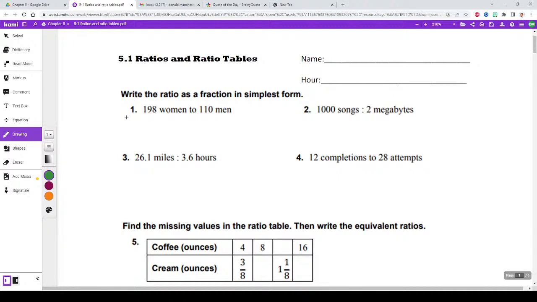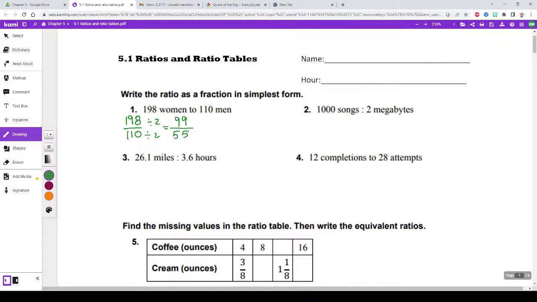So what stopped a lot of you is 198 over 110, and then having to simplify this fraction. So we know that because 198 is even and 110 is even, we can divide the top by 2 and the bottom by 2. And so 198 divided by 2 is 99. 110 divided by 2 is 55.